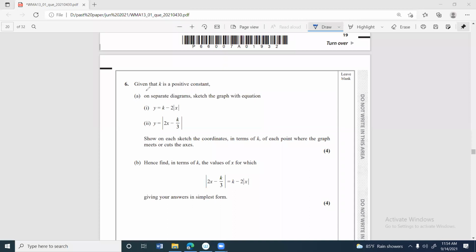Okay. Given that k is a positive constant, on separate diagrams sketch the graph with the equation of this and these two. Right, okay. Initially, we will try to draw the modulus of x graph. That's the easiest way of understanding this transformation. If you do the modulus of x graph, it's just like this. Then if you come up to the modulus of minus x graph, it's turned over to the negative side of it.